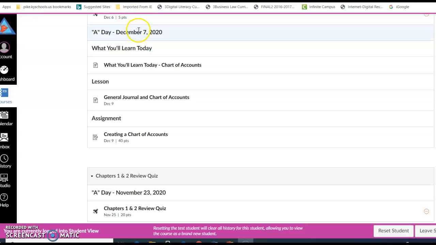And here is our module for today. And I just wanted to remind you too that when you're preparing your assignments, don't just go to your to-do list, come to the module, because you will find more information in the module. For example, here are our learning targets for the day, what you'll learn today, and then here's the lesson where we reviewed the general journal and how to prepare a chart of accounts. So that is very important to know, that that is here for your use. So today, here's our assignment in creating a chart of accounts.